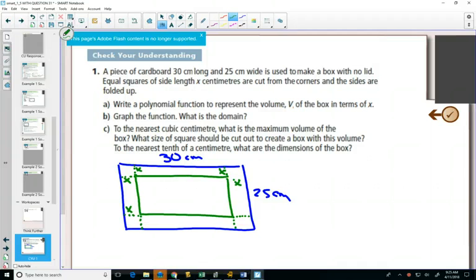So those squares will be cut out, then everything will be folded up. Does it make sense now that this side will be 30 minus 2x? Because you've cut an x off here and cut an x off there. And similarly, this length will be 25 minus 2x.